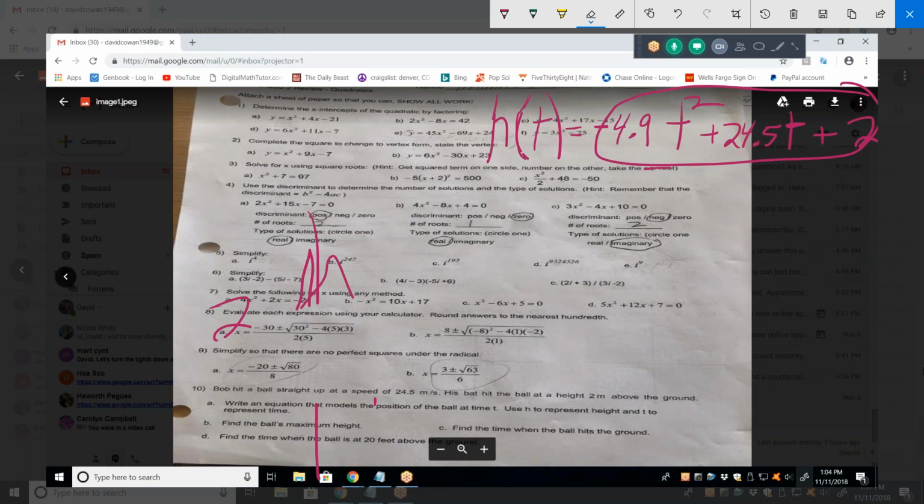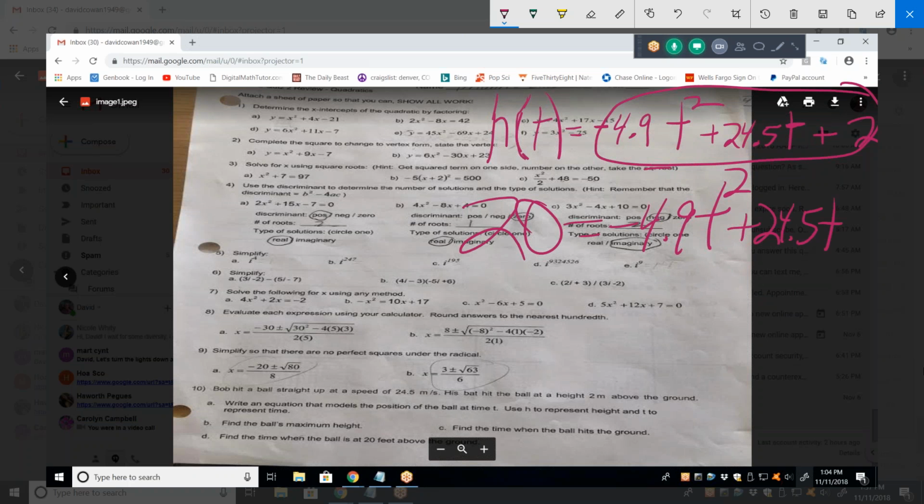H of t is the height. So if they want to know when it's equal to 20, that's what I'm going to do. And then I'm going to solve that quadratic. Notice that it all comes down to solving a quadratic. Now, you solve that a little differently than you do when it's equal to 0. In other words, you got to move the 20 over to the right side so that I do have 0 on the left. And then you got to use the quadratic formula again. And that would tell you when the ball is at 20 feet.